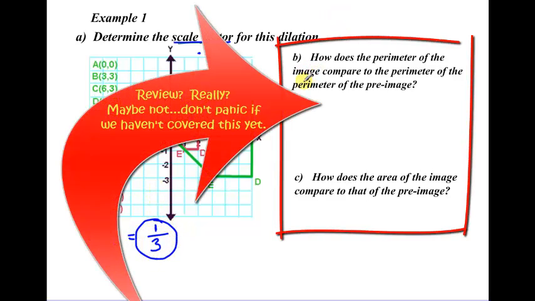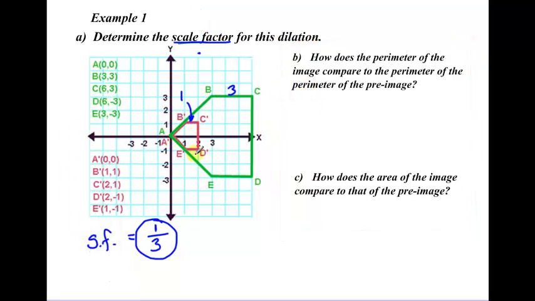Now in question B, we get to do a little review. They want to know how the perimeter of the image compares to the perimeter of the pre-image. How does the perimeter of our little baby pentagon compare to this bigger green pre-image? Well, I don't really want to figure out the perimeter, but remember what we've learned, that the perimeter is a one-dimensional measurement, and that means that I apply the scale factor to it 1 time. So it's just going to be 1 parenthesis, if you will, and 1/3 in it. So it's 1/3 of the original perimeter.